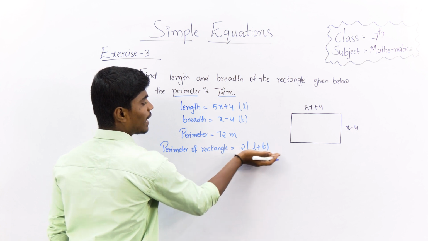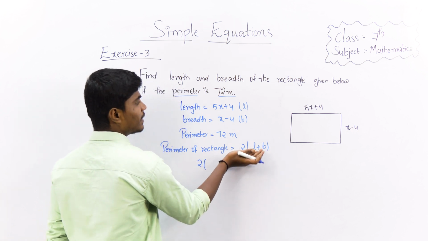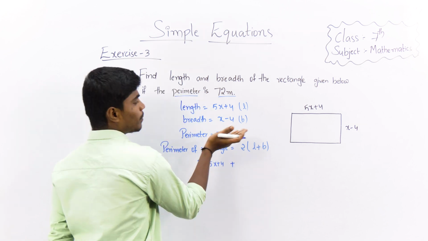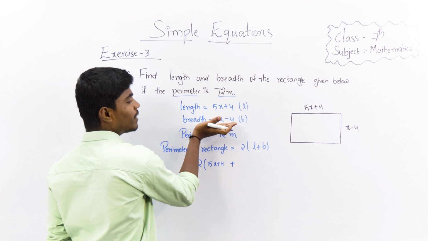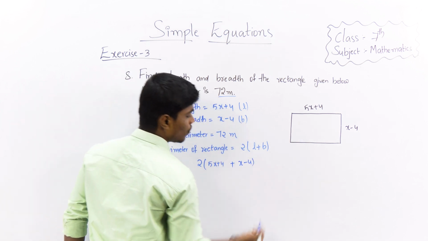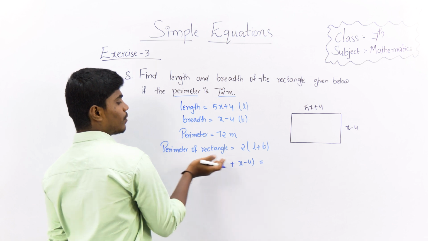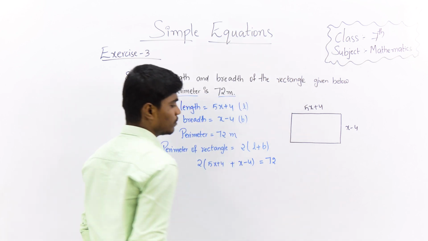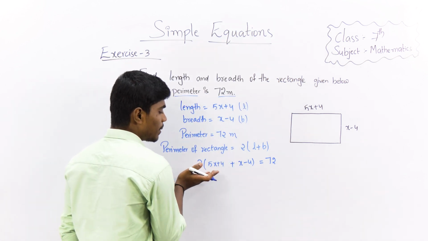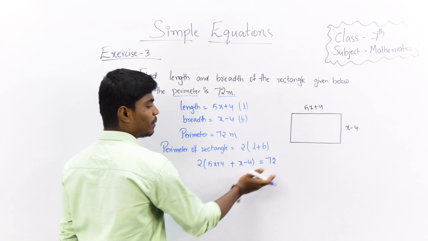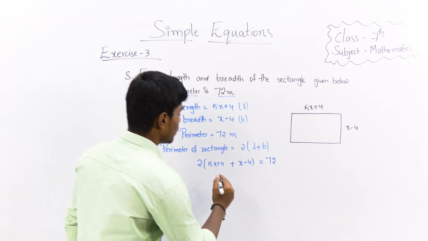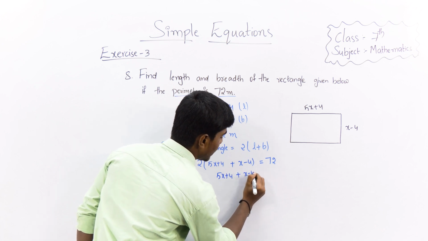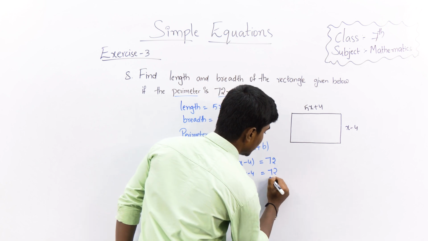So 2 of L plus B means 2 of length 5x plus 4 plus breadth x minus 4 is equal to the perimeter, 72. Here 2 is multiplying on the left side. If we move it to the right side, it will divide. So 5x plus 4 plus x minus 4 is equal to 72 by 2.